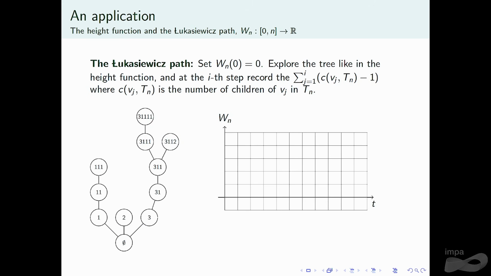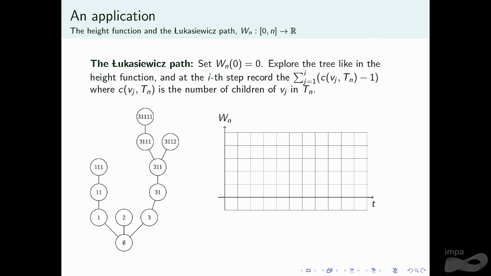Okay, so before I talk about how we prove our results, I'm going to talk about a nice application. This has to do with the height function and the Łukasiewicz path. The Łukasiewicz path is another way of encoding a tree via depth-first exploration. It's the same exploration as in the height process, but instead, when we see a vertex, we record the sum of the number of children minus 1 along that lineage.